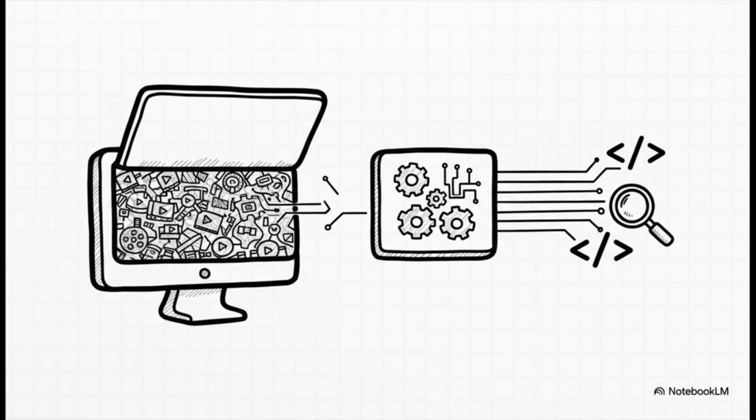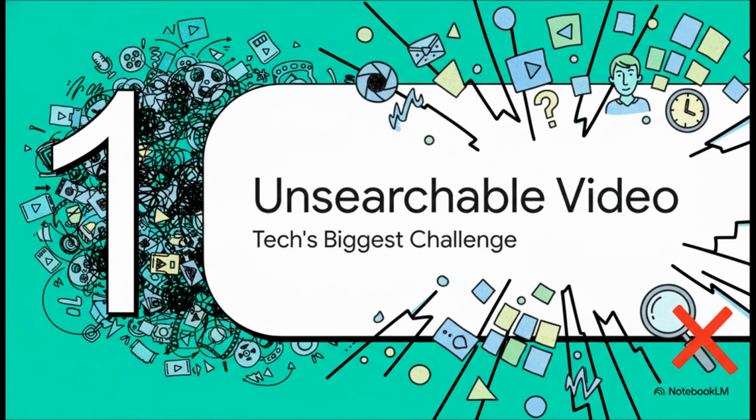So that's exactly what this explainer is all about. We're going to break down the code of a real production-ready system. We'll look at the actual architecture that takes this massive, messy library of videos and turns it into something smart, something searchable.